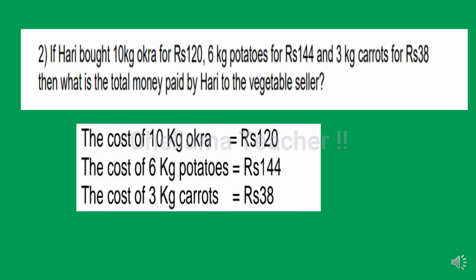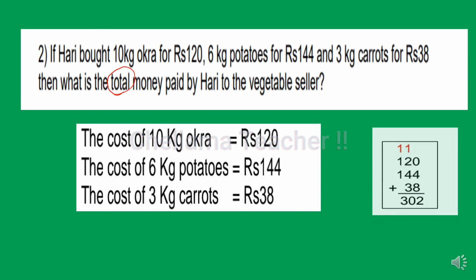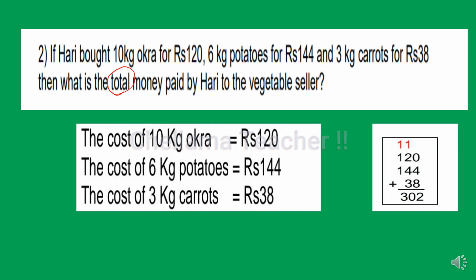Okay, here we must keep in our mind the word total. Total is a keyword for addition. So total, together, these are all the keywords for addition. So we have to add these numbers so that we will be getting the answer. So here 120 plus 144 plus 38. Let's start from the ones place digit. Ones place, tens and hundreds.